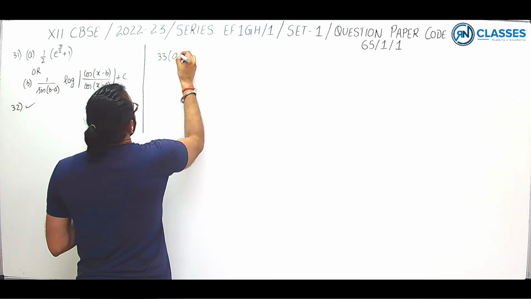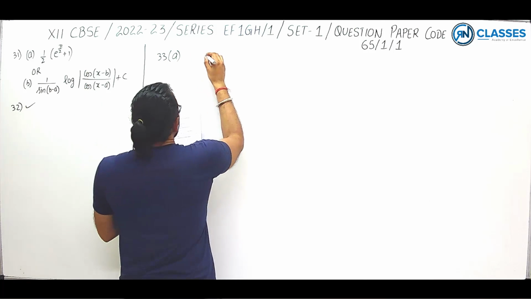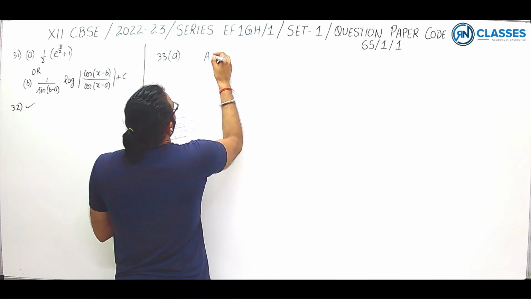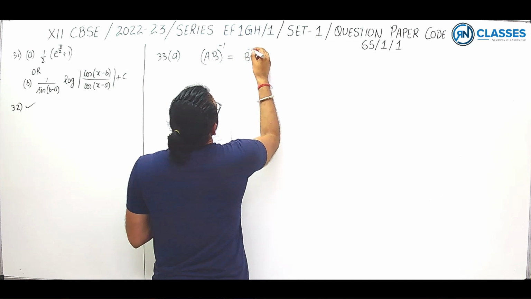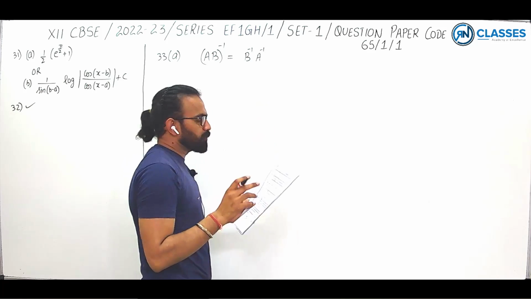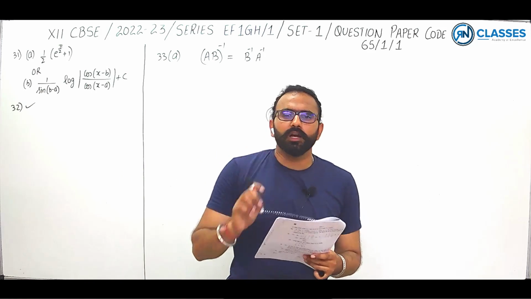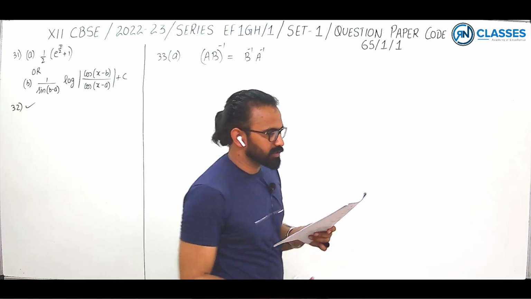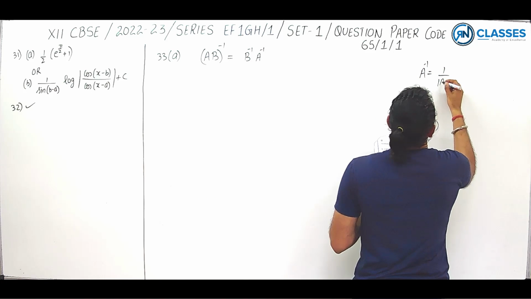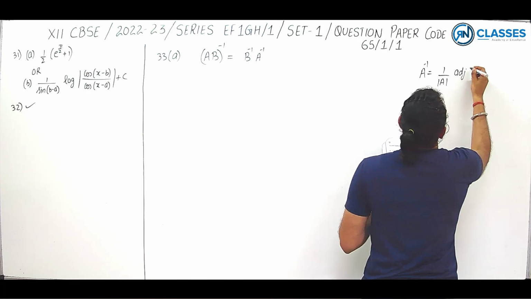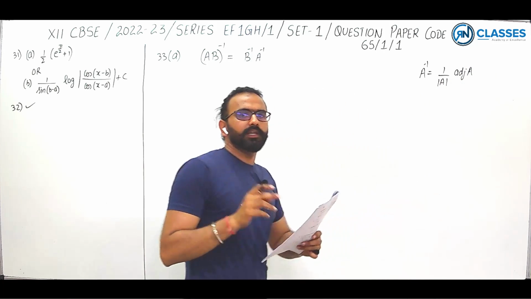33rd का A पार्ट. Here we will use the property of A into B inverse that can be written as B inverse into A inverse. B inverse हमें already given है. कुल मिला के we have to find A inverse and A inverse is basically 1 upon determinant of A into adjoint of matrix A.